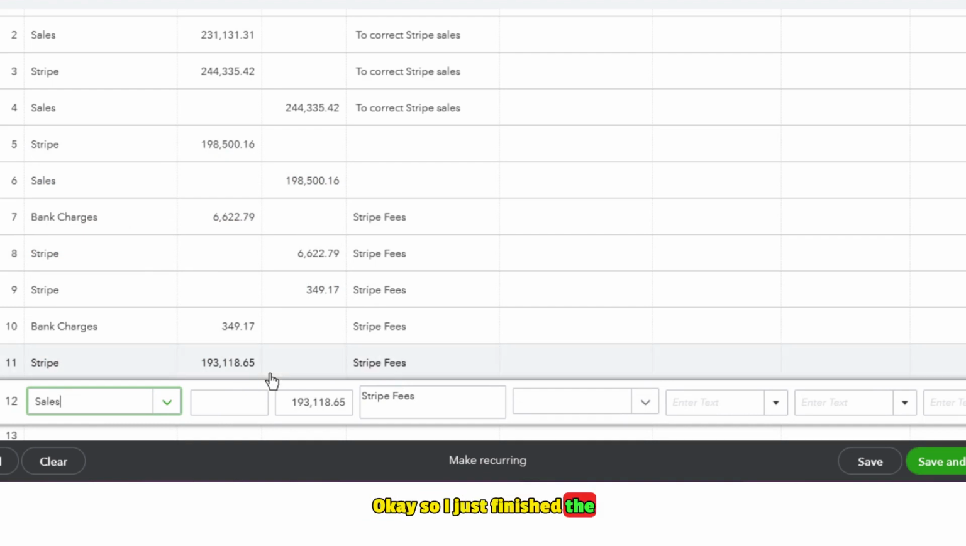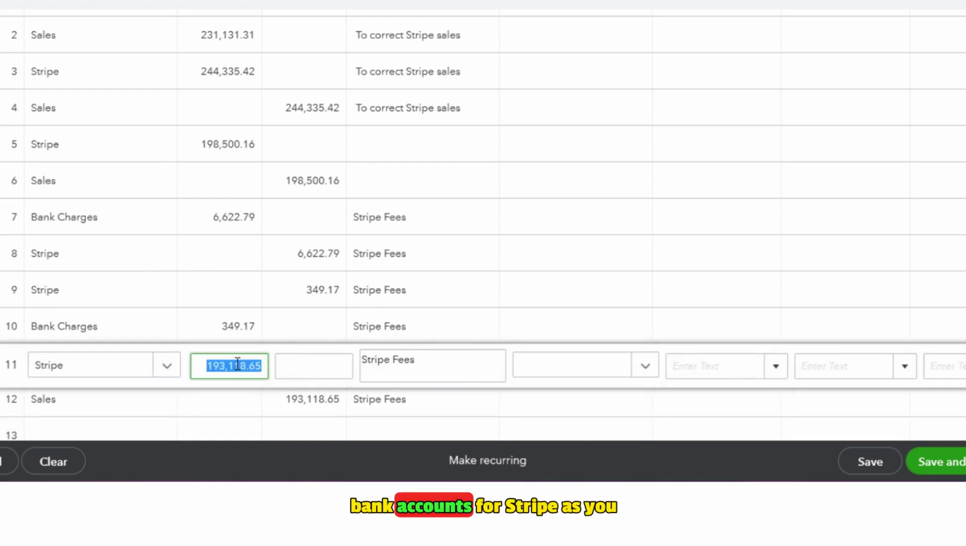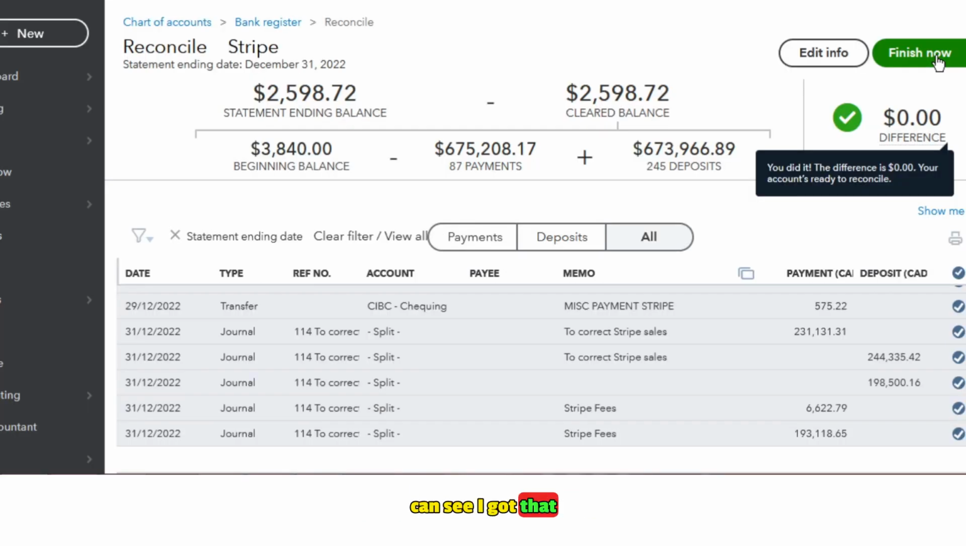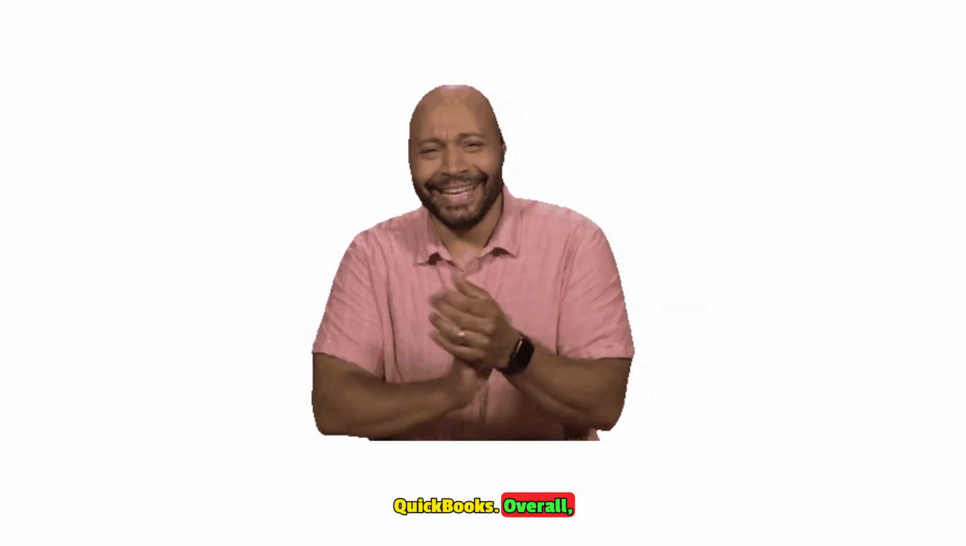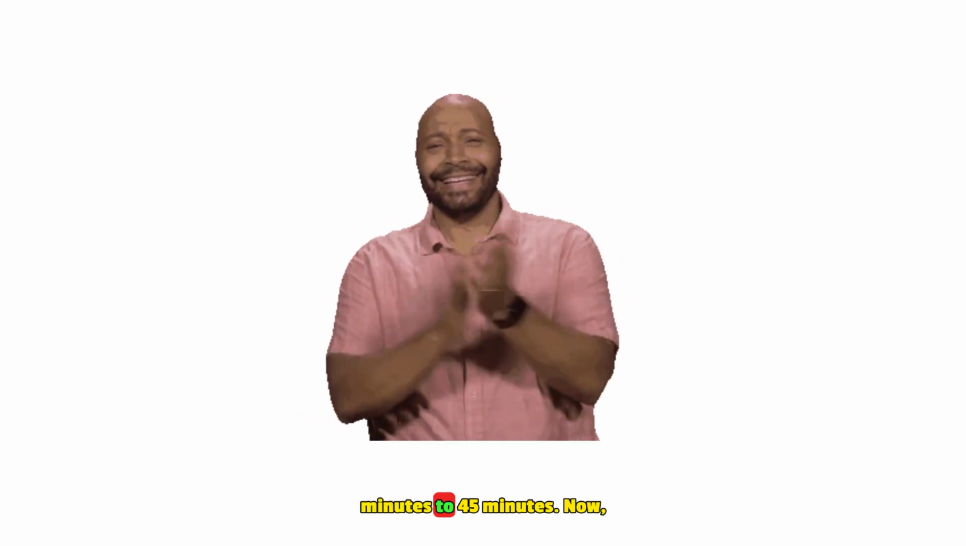Okay, so I just finished the journal entry and reconciled the bank account for Stripe. As you can see, I got that green check mark, which means the Stripe account now matches the balance in QuickBooks. Overall, this work took me between 30 minutes to 45 minutes.